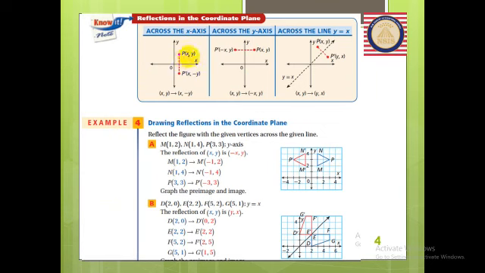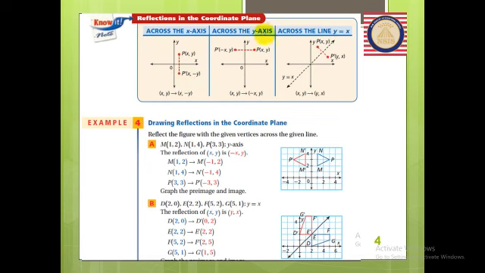So if the point is x and y, this is the ordered pair of the point. So the ordered pair of the image is x and negative y. So if I have x and y, and I tell you to make a reflection across the x-axis, you will keep the x the same. I'm going to opposite the y. Okay? Very nice.